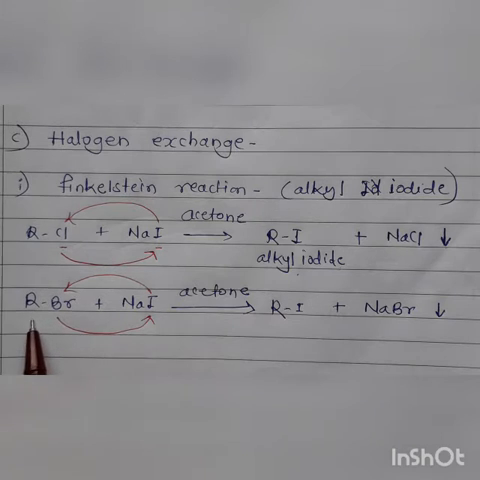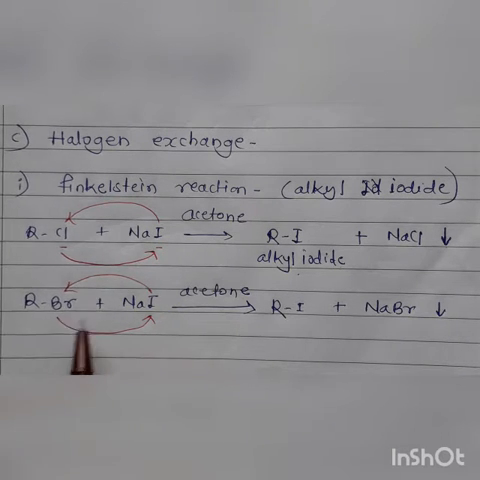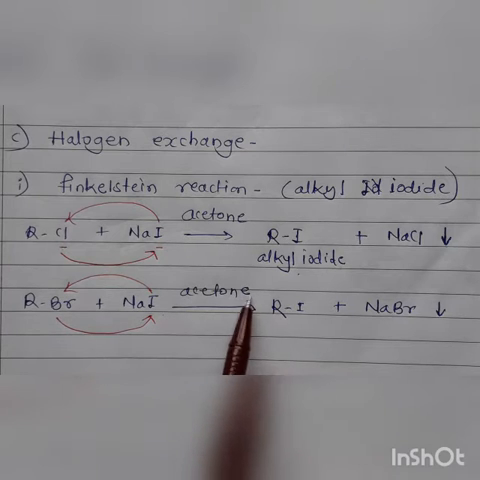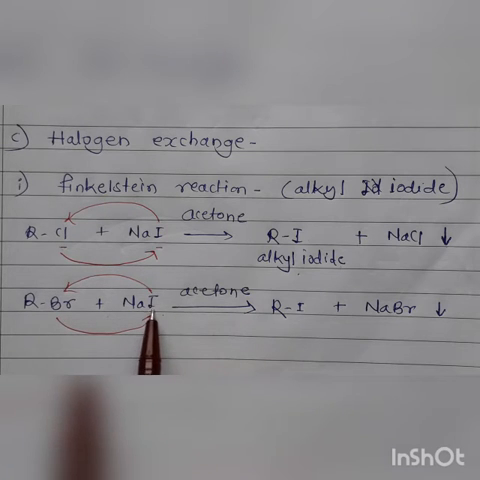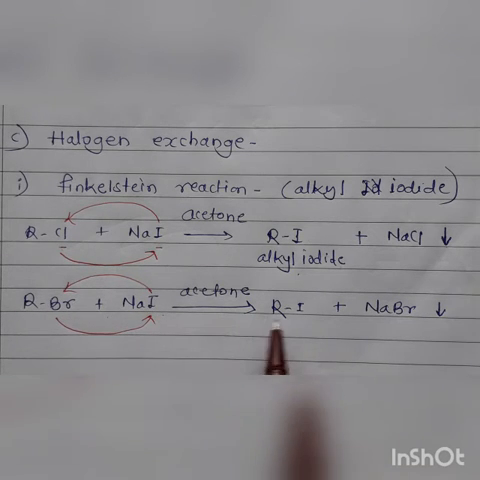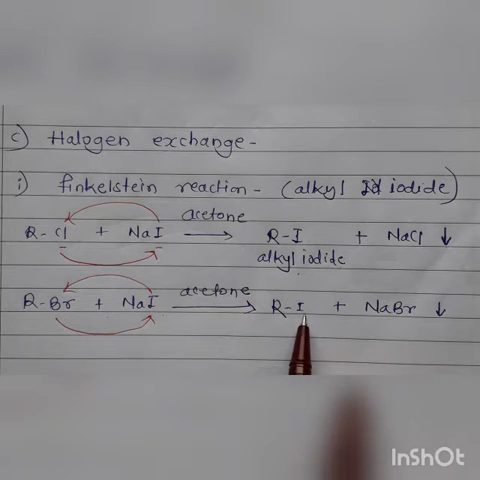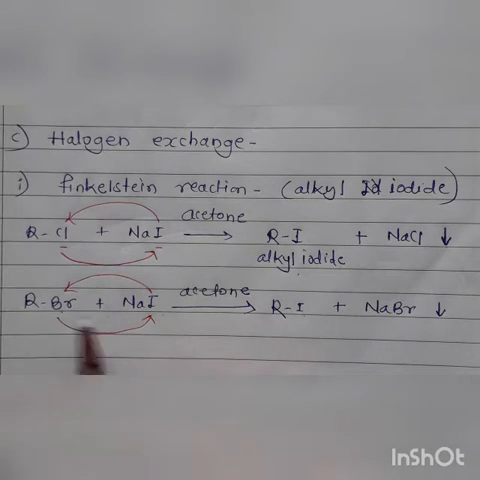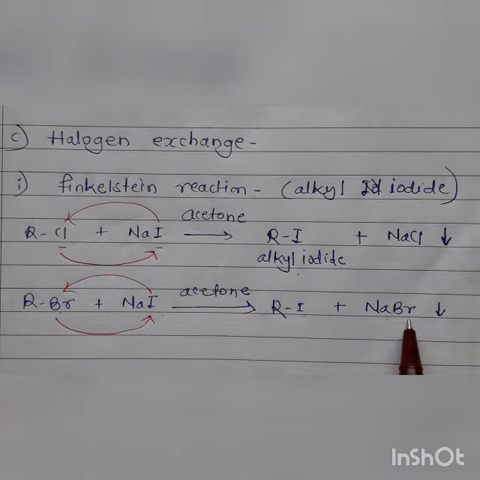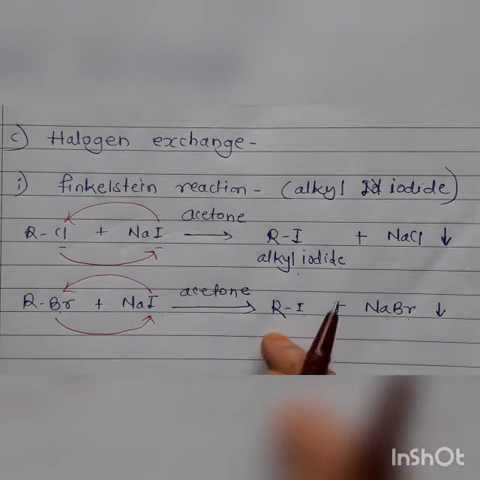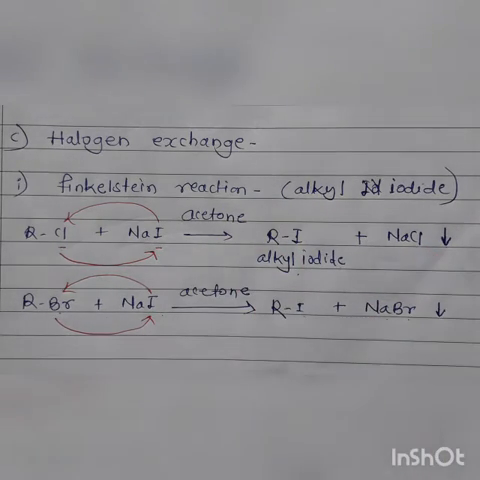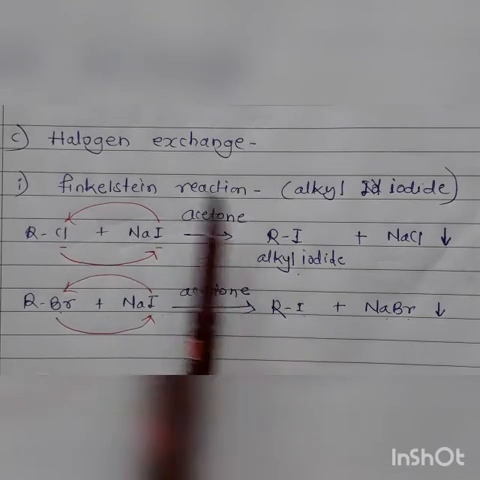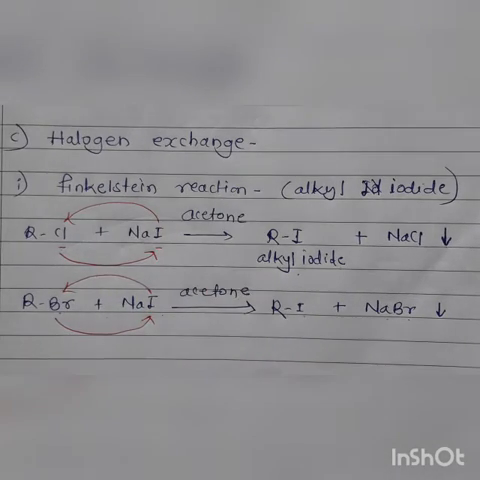Similarly, when we take alkyl bromide plus sodium iodide in acetone, here also bromine will be replaced by iodine and iodine will be replaced by bromine. So here RI will form, alkyl iodide. Then this sodium will combine with bromine and a precipitate of sodium bromide will form. Then this mixture will be separated and we will get alkyl iodide. So this is the method of formation of alkyl iodides, and the name of the reaction is the Finkelstein reaction of halogen exchange.